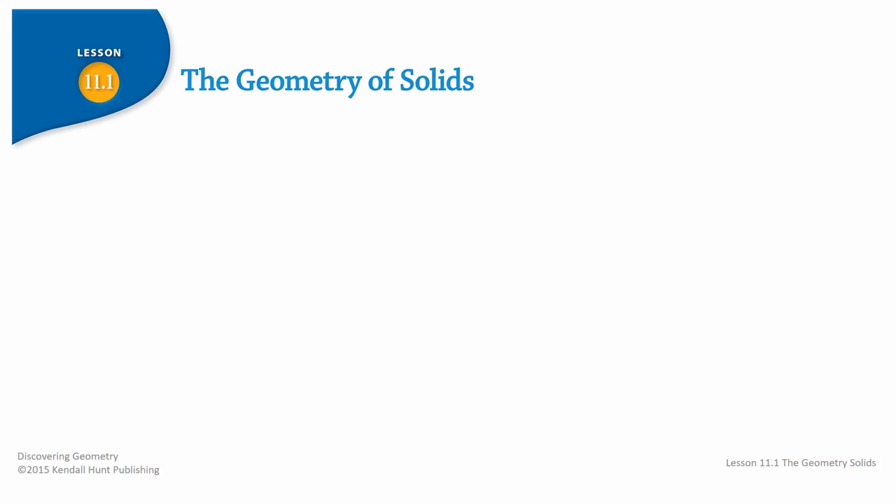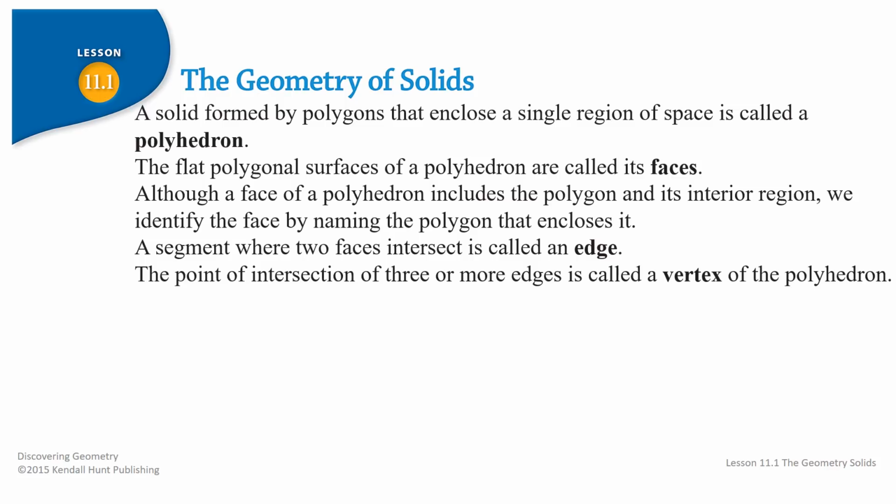So today we're going to talk a lot about three-dimensional figures. When we talk about three-dimensional figures, we're talking about figures that are made up of polygons. Anytime you have polygons that make up a three-dimensional figure, it's called a polyhedron. The flat surfaces of a polyhedron are what we call the faces. Sometimes we have faces on top, bottom, and on the sides.